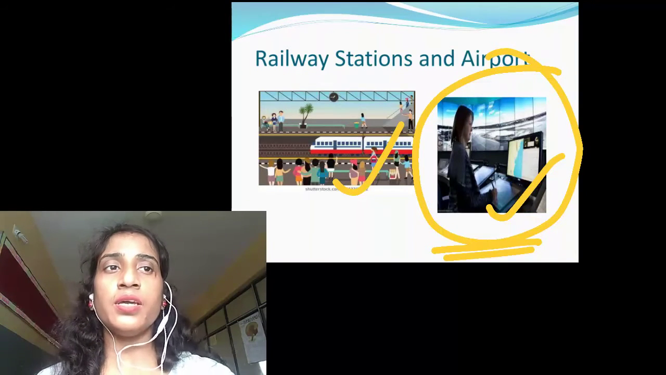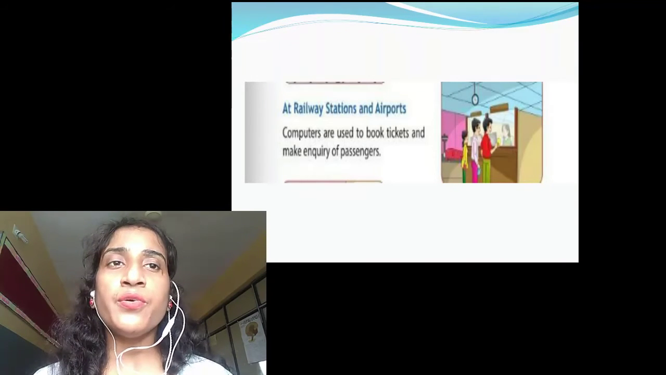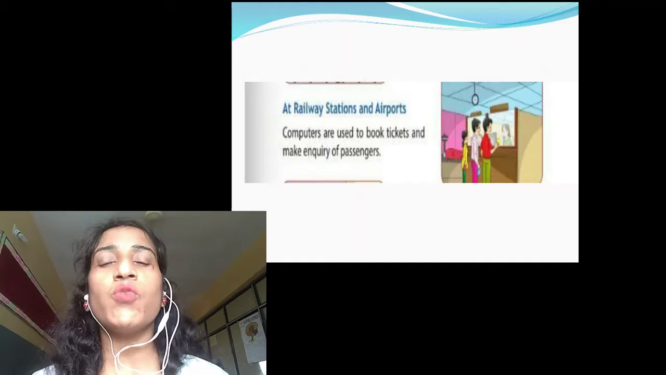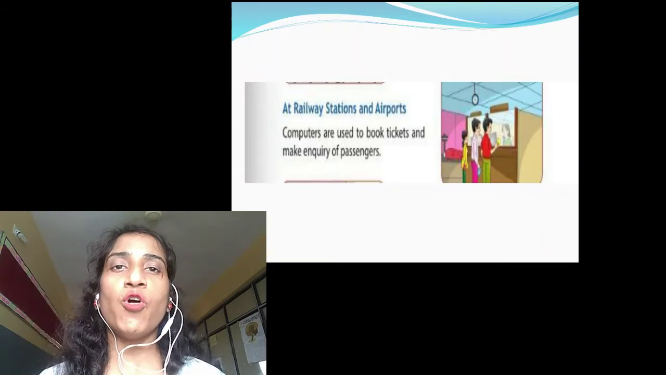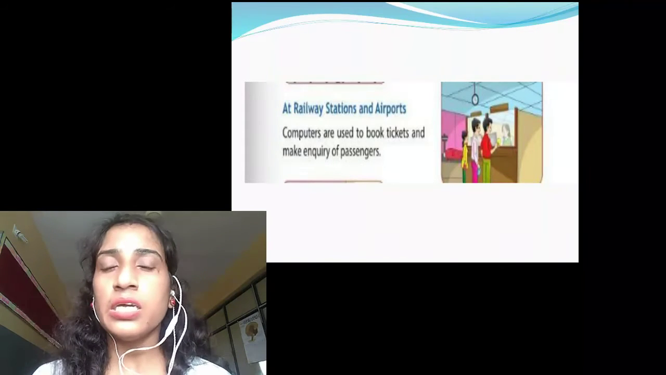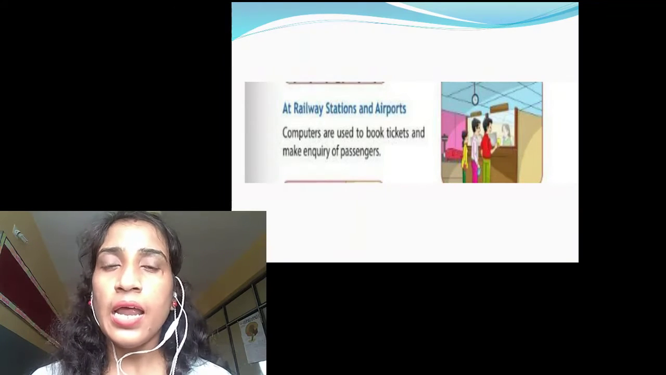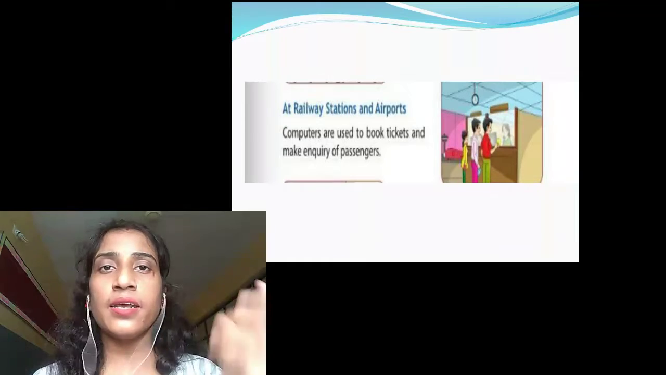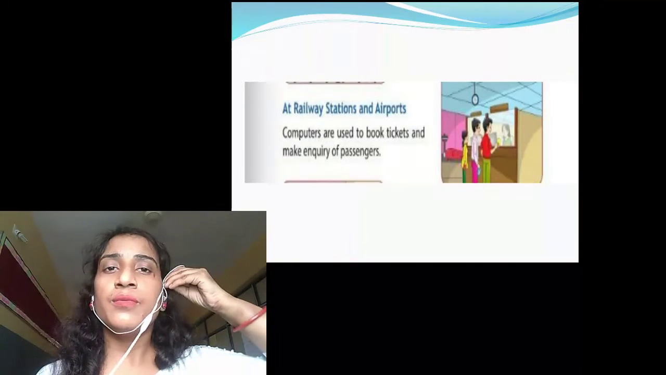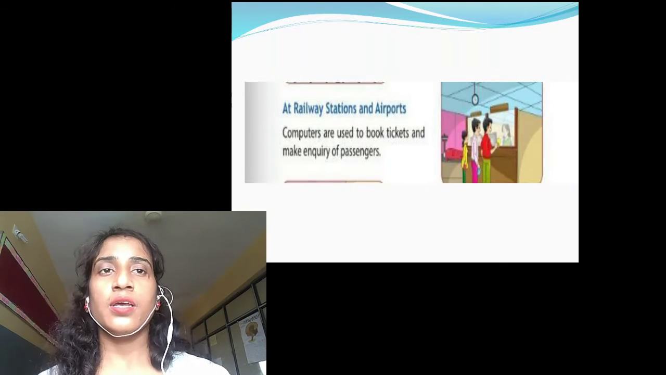Computers are used to book tickets and make inquiries about passengers. If you want to inquire about a particular person, you can check in the computer, and after that you have to know their ID, their ticket number, etc.